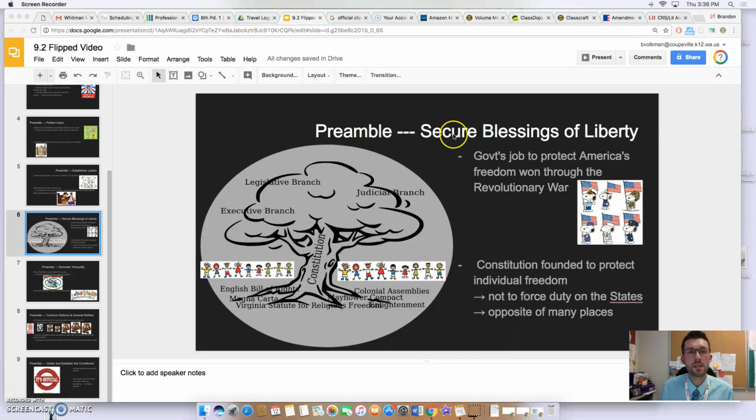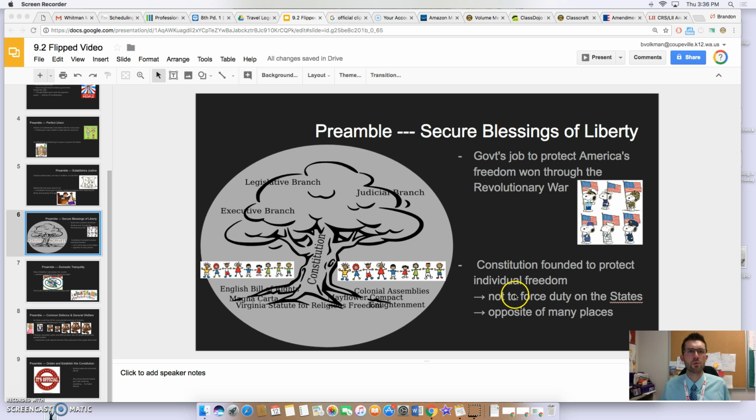Part of the preamble discusses how the Constitution was put in place to secure the blessings of liberty, or the blessings of freedom. You see, it's the government's job to protect the Americans, the people's freedom that they won through the Revolutionary War. But it wasn't just set up for the people who immediately came after the revolution. It was to secure the freedoms of every American that would ever live. The Constitution was founded to protect individual freedom.